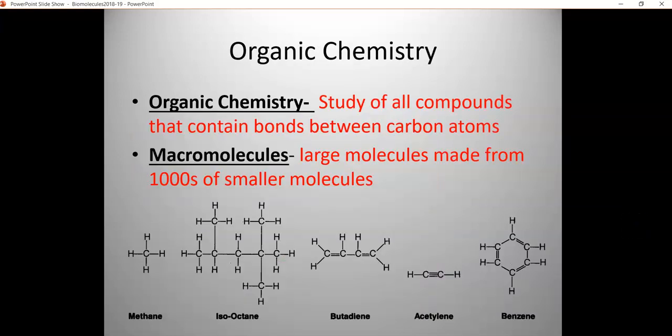All right, so organic chemistry is the study of all compounds that contain bonds between carbon atoms. Macromolecules, as I told you in the Murder in a Mill lab, are large molecules made from thousands of smaller molecules. Here are a few examples of some carbon-based organic molecules at the bottom.